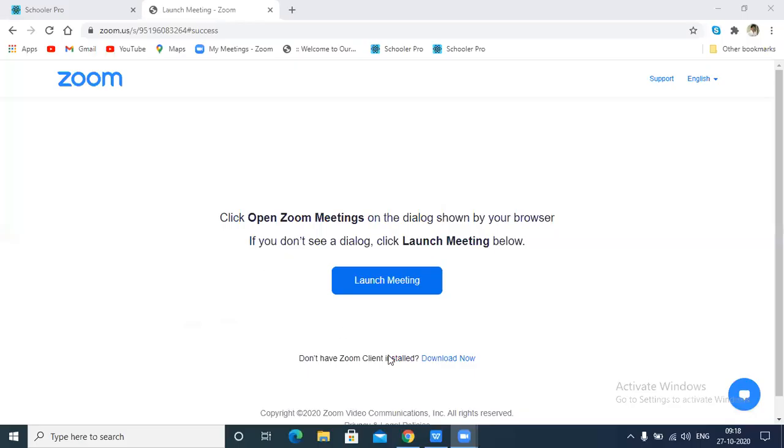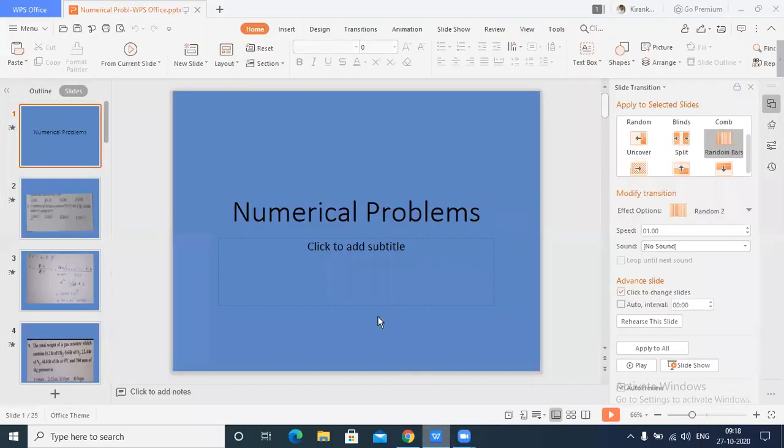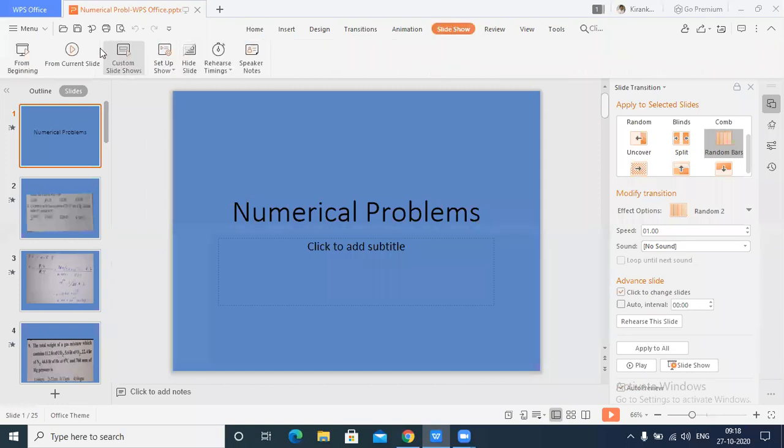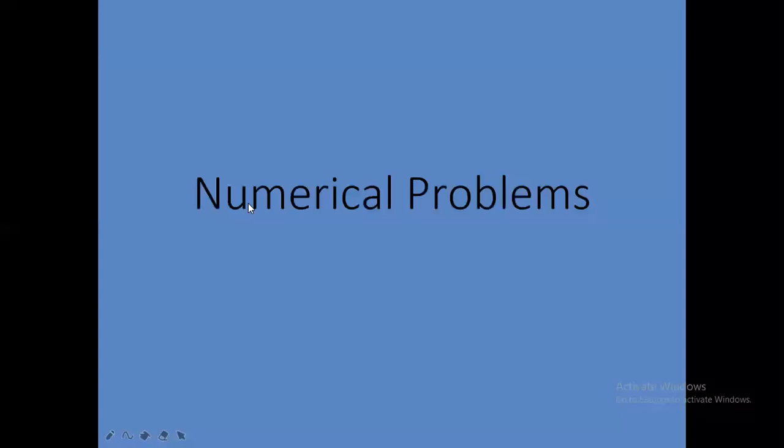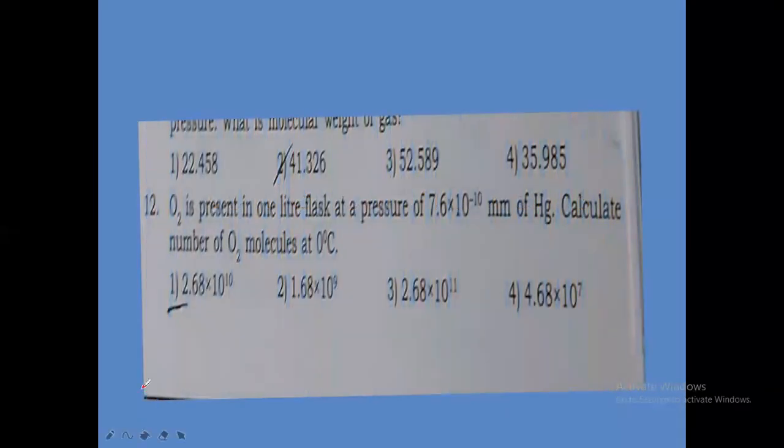Hello everyone. Today we are going to discuss some of the numerical problems of gaseous state. Some important numerical problems up to the ideal gas equation, based on gas laws and the ideal gas equation. Yesterday some of the students asked me some doubts.